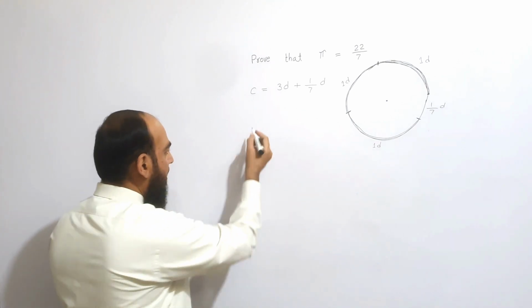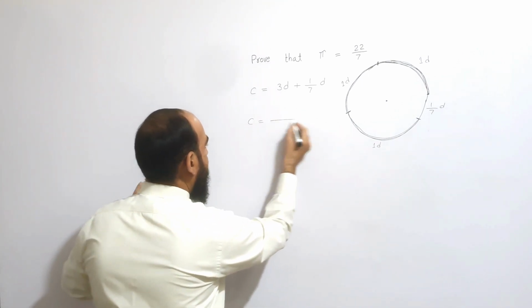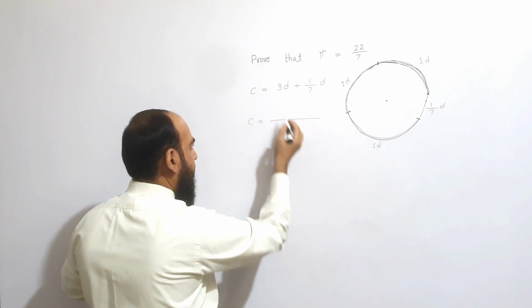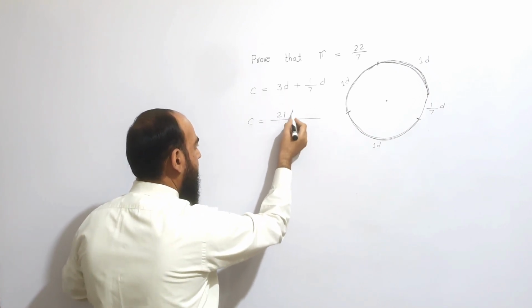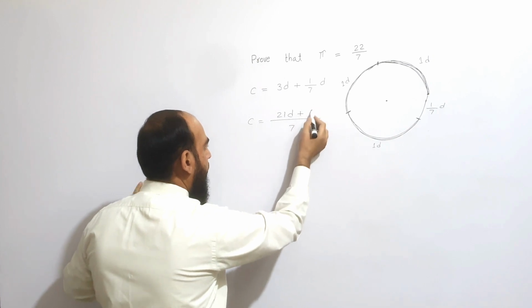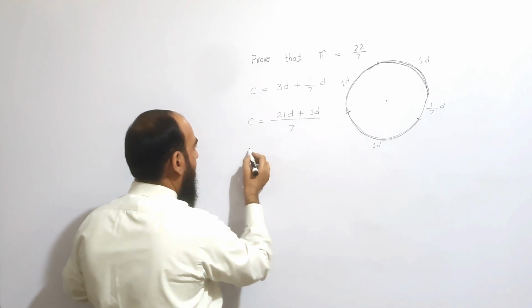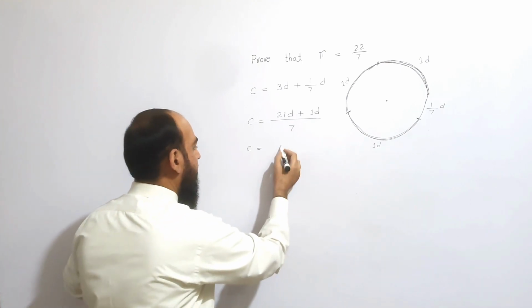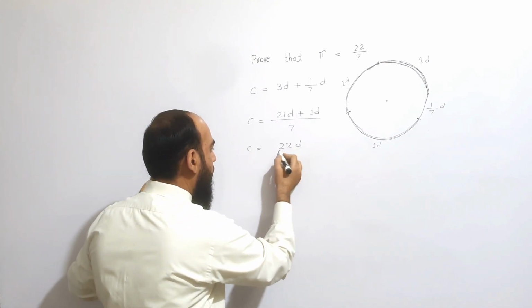Okay, now you have to add them. Taking 7 as the common denominator, 3 times 7 is 21 diameter plus 1 diameter. Now you have to add them: 21 diameter plus 1 diameter, 22 diameter over 7.